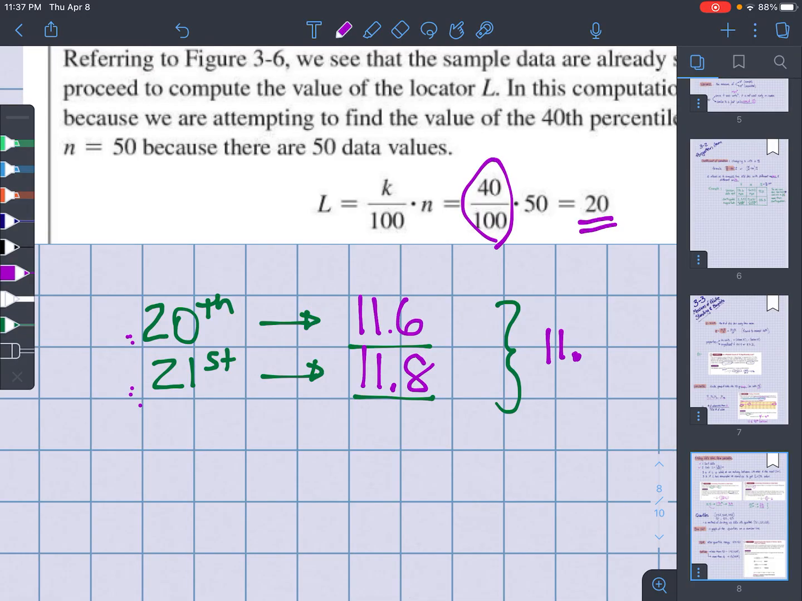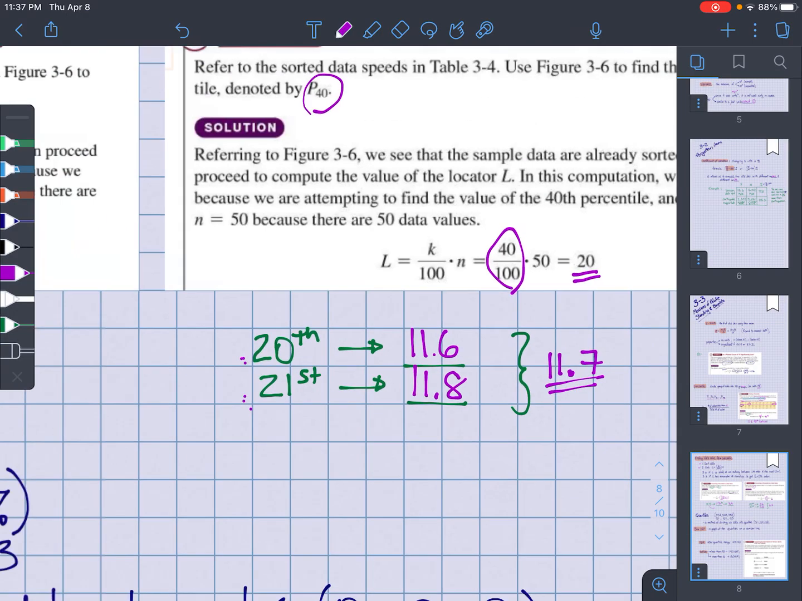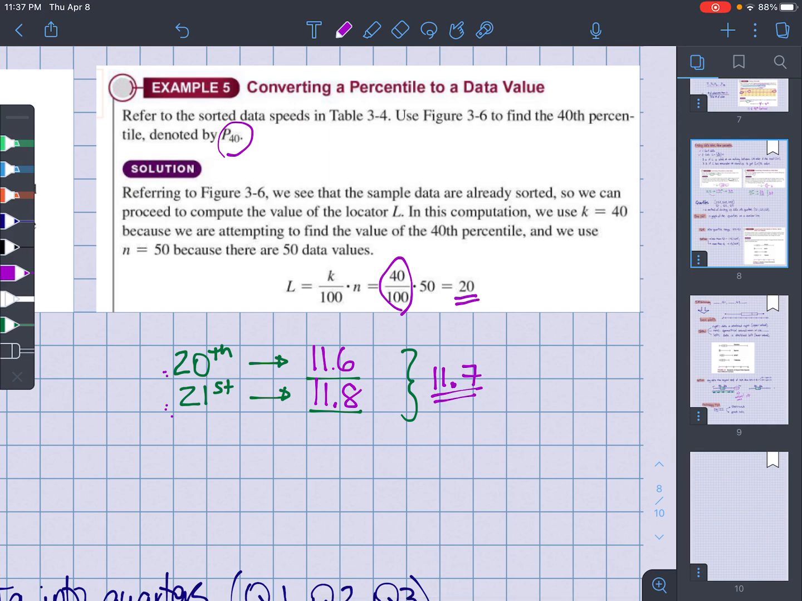And then we find the value that's between there, right? Find the average. So now I know that this is the 40th percentile. This is the item that is in the 40th percentile.